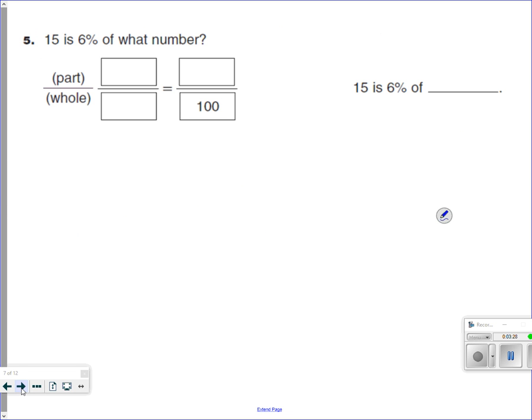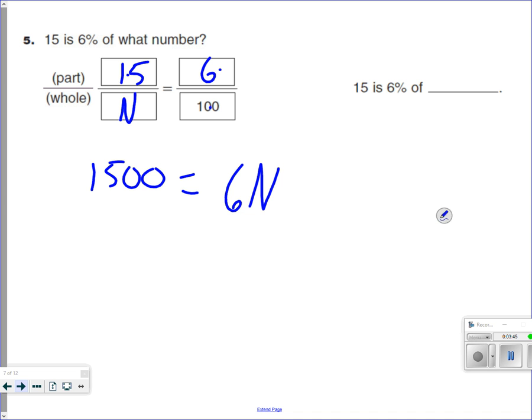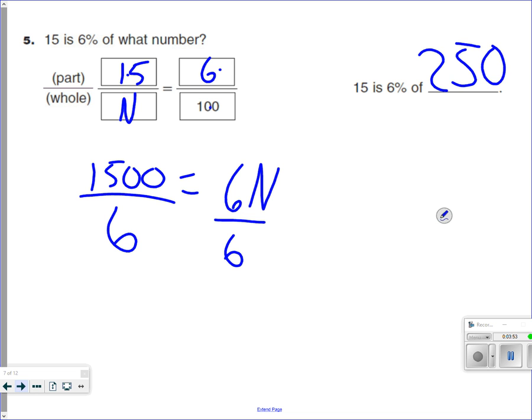15 is 6% of what number? Well, I'm going to have to do 15 is the part, 6% right here. I'm trying to find out what number. If I cross multiply, I have n times 6. I have 6n equals 100 times 15, which is 1,500. Divide by 6, 1,500 divided by 6 gives me 250 for an answer. Which makes sense. 15 is 6% of 250.